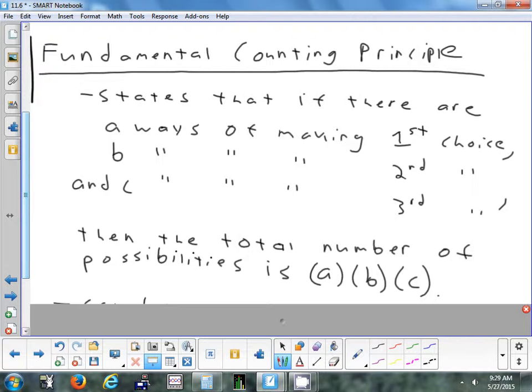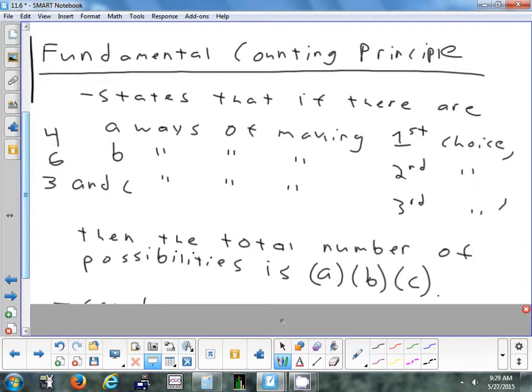So let's say you're getting lunch. A represents the drink you choose. Maybe you have 4 choices for a drink. B represents the meal you can pick, and maybe you have 6 choices for the meal. And C represents dessert, and there's 3 desserts to pick from. All those choices are independent of each other. If you pick a soda for your drink, that doesn't mean you can't pick ice cream for dessert.